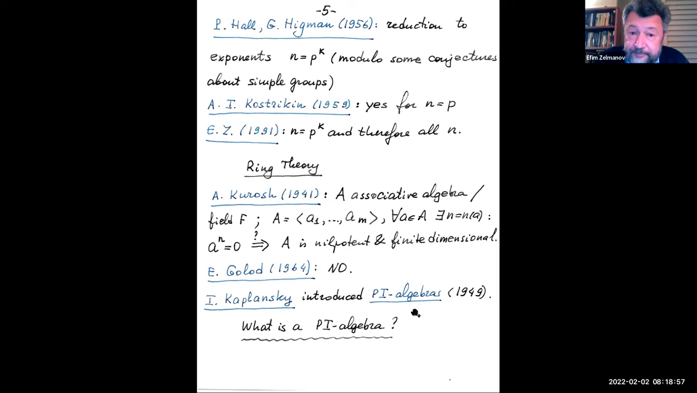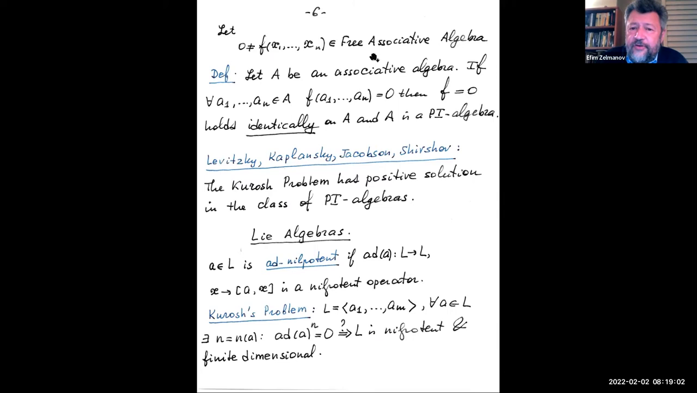Let F be a non-zero element of a free associative algebra. Sometimes I could say a polynomial in non-commuting variables. Let A be an associative algebra. If whenever you plug arbitrary elements for these x's you always get zero, then we say that this equality holds identically on A, and A is a PI algebra. So a PI algebra is an algebra with some identical relation.